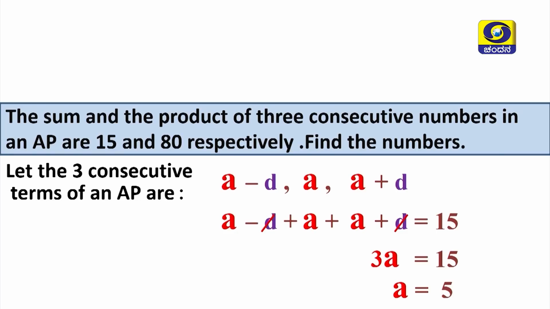Understood? That's good. Lovely. Now, having got a, I should find out the value of d. How will I get it? They have given you that the product of the 3 terms is 80. A is 5. Okay, keep it aside. Which are the 3 terms?